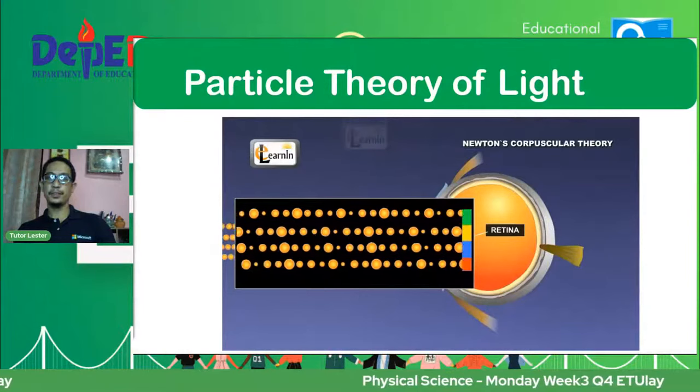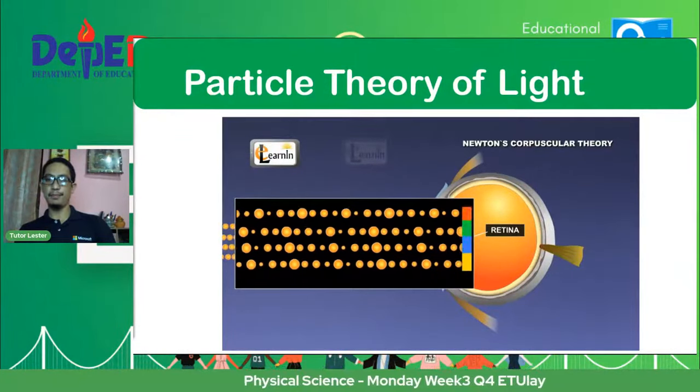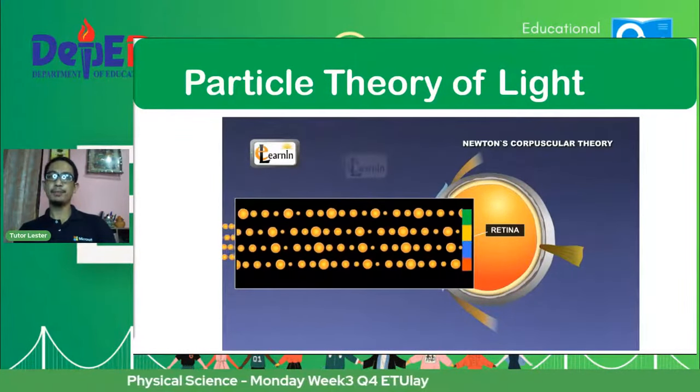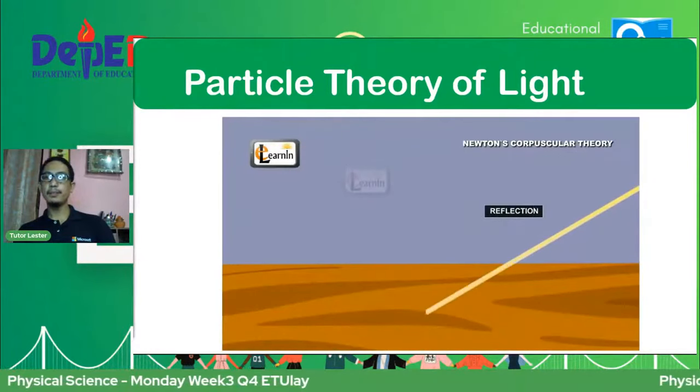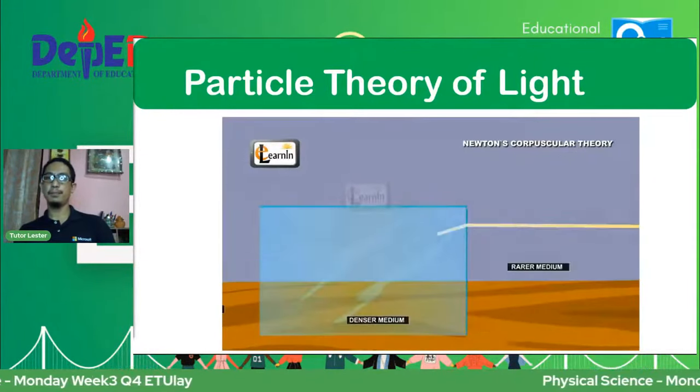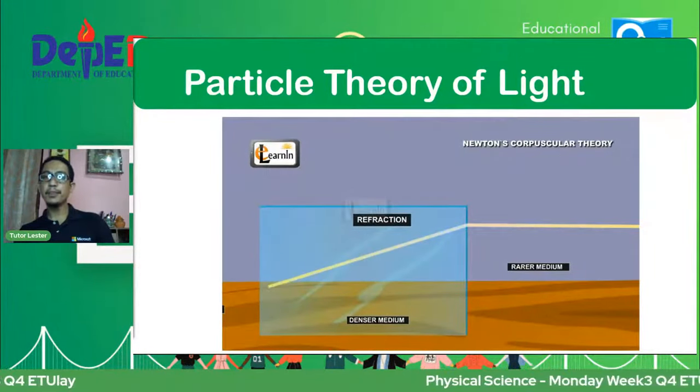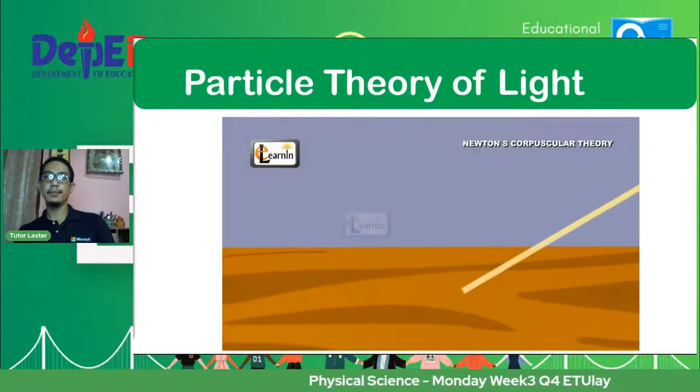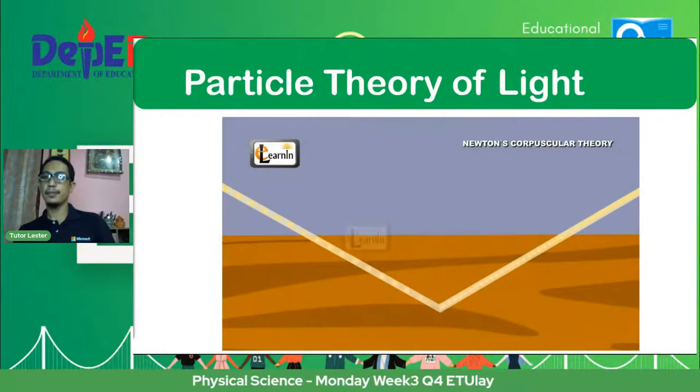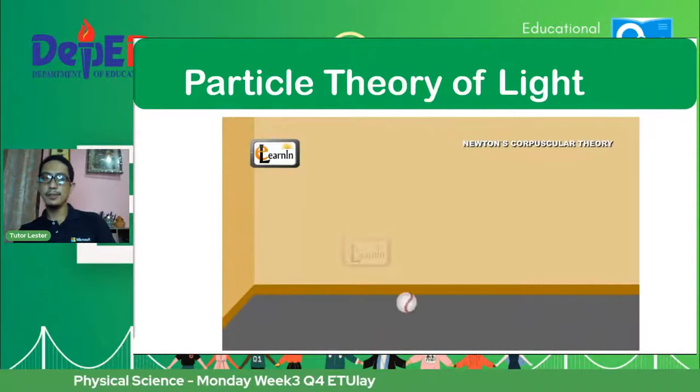Various colors of light are due to the difference in sizes of these corpuscles. These corpuscles could perfectly explain the concepts of reflection and refraction of light. The reflection of light, which consists of corpuscles, is just like the reflection of a perfectly elastic ball.